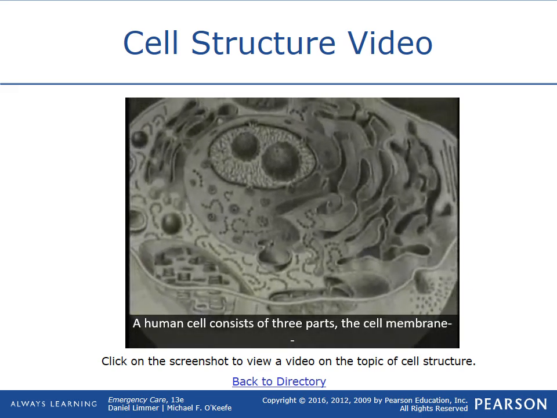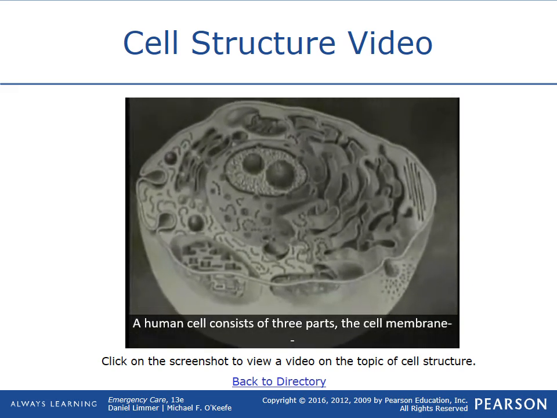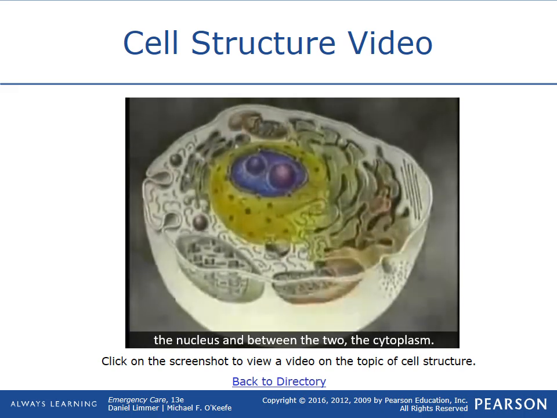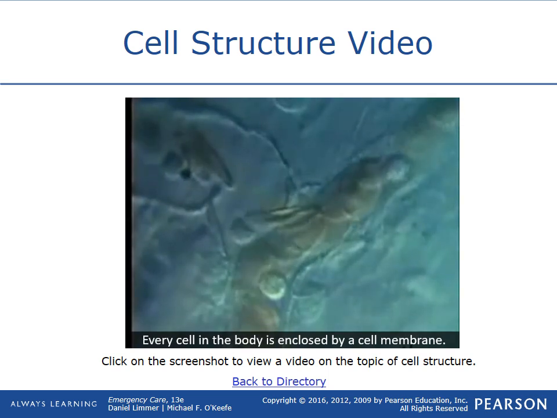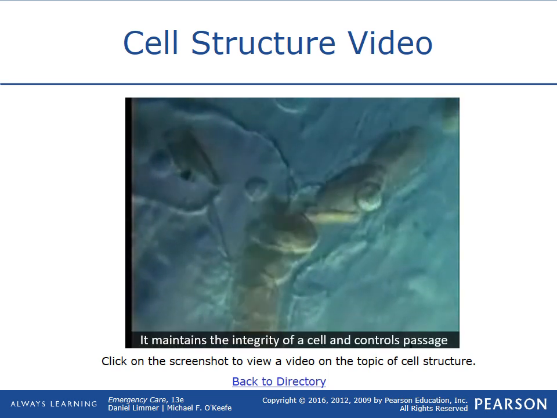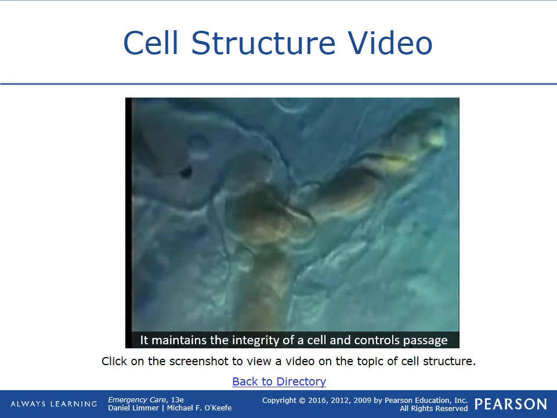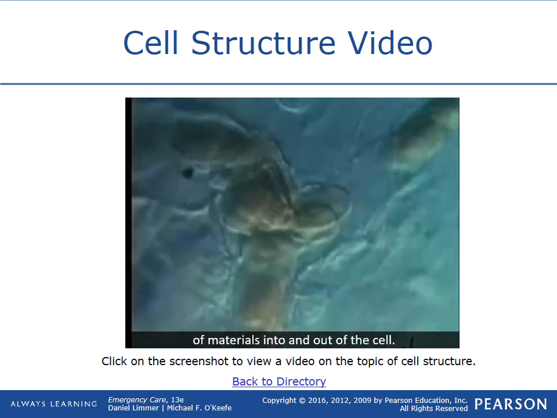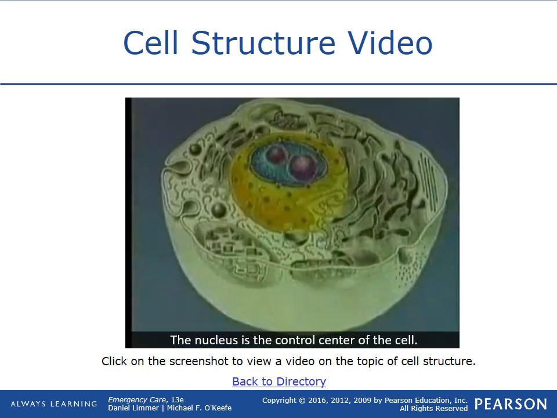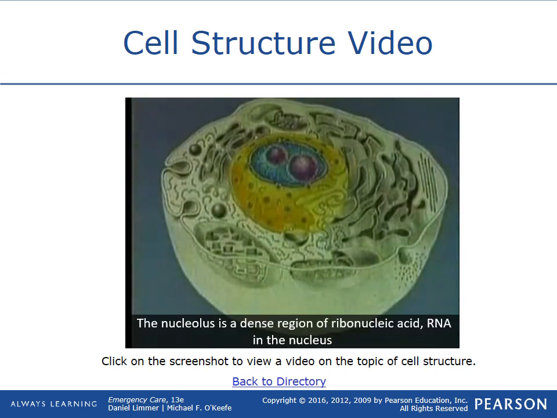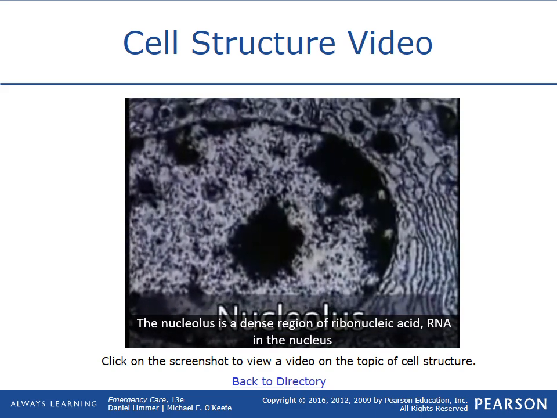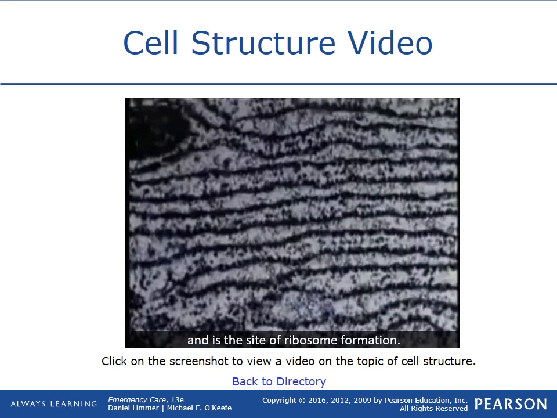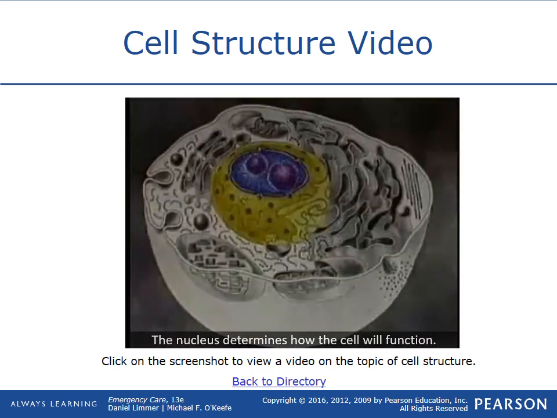A human cell consists of three parts: the cell membrane, the nucleus, and between the two, the cytoplasm. Every cell in the body is enclosed by a cell membrane. It maintains the integrity of a cell and controls passage of materials into and out of the cell. The nucleus is the control center of the cell. The nucleolus is a dense region of ribonucleic acid, RNA, in the nucleus, and is the site of ribosome formation. The nucleus determines how the cell will function.